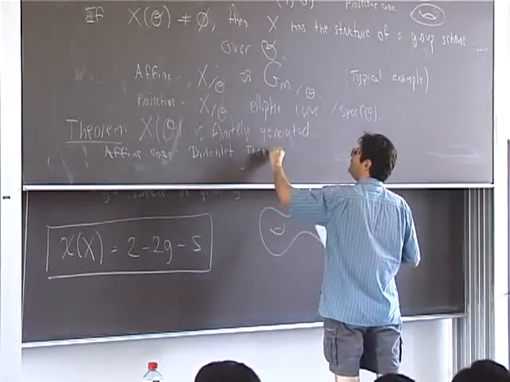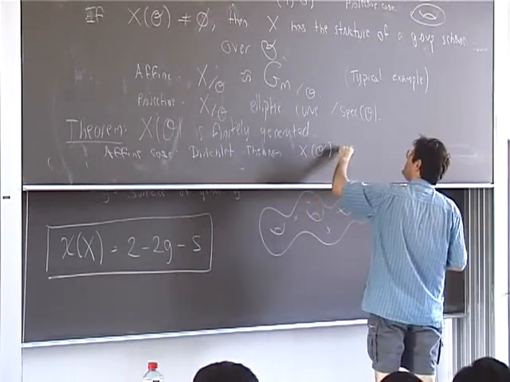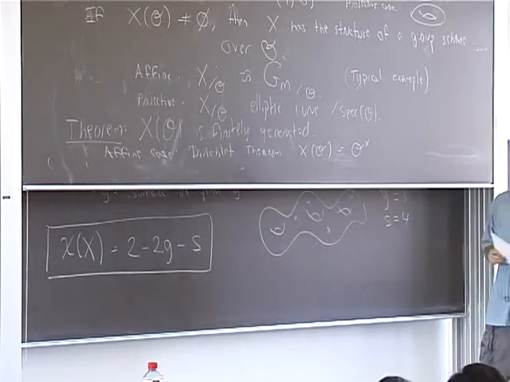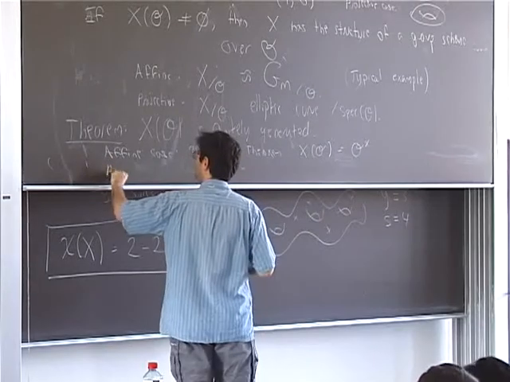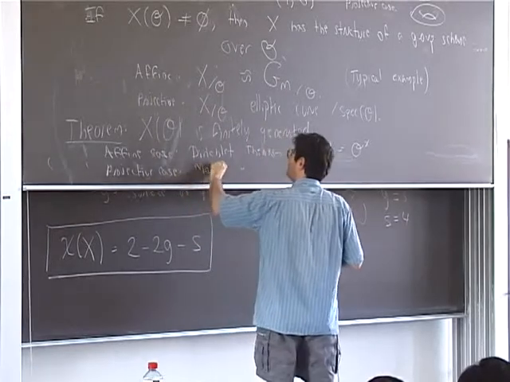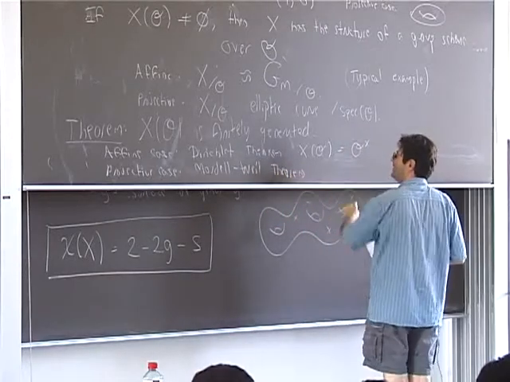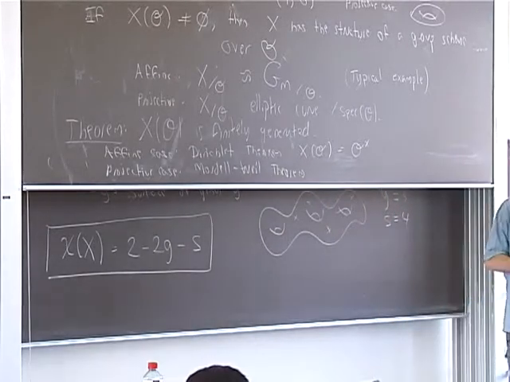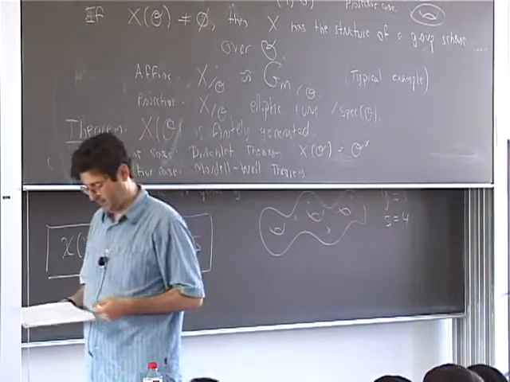In this case, you see it well because if X is G_m, then X of O is just the multiplicative group, right? And we know that the group of S-units of a number field is a finitely generated abelian group. And in the projective case, this is the Mordell-Weil theorem: Mordell-Weil groups of elliptic curves are finitely generated. Okay, so I'll say a few things about that next week when I discuss elliptic curves.